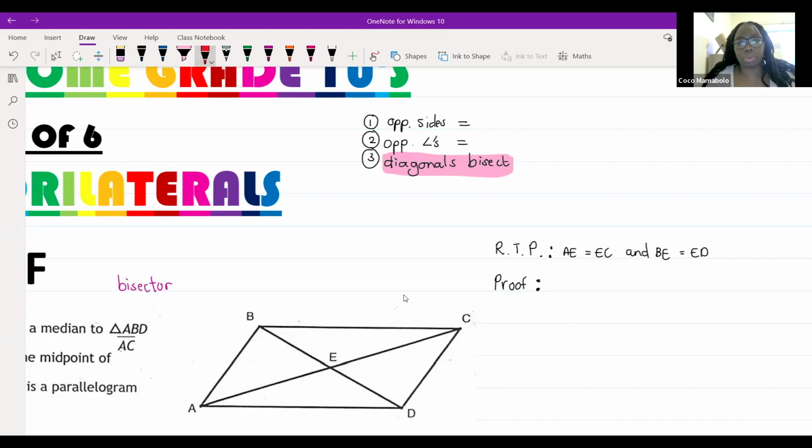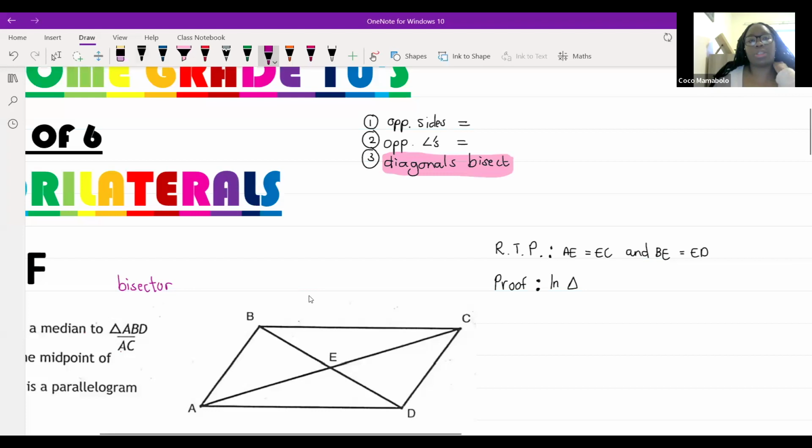All right. So we're going to then prove, we need to find two triangles that we're going to work with, because in order to prove congruence, we're going to use triangles. So we need to say proof in triangle. Which triangle would we use?